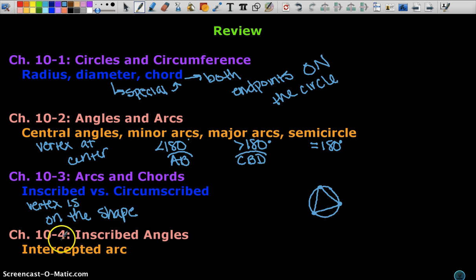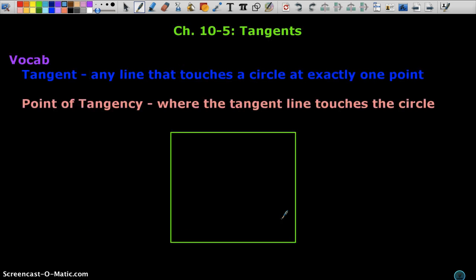Then we have our section 4, inscribed angles, and we have intercepted arcs. So if we have a circle, okay, now that is not a circle, but you know, anyway. If we have a circle and we have an arc formed by endpoints of an angle, so if this was angle ACB, it forms AB, which means AB is our intercepted arc. All right, onward. Moving into section 5, tangents.